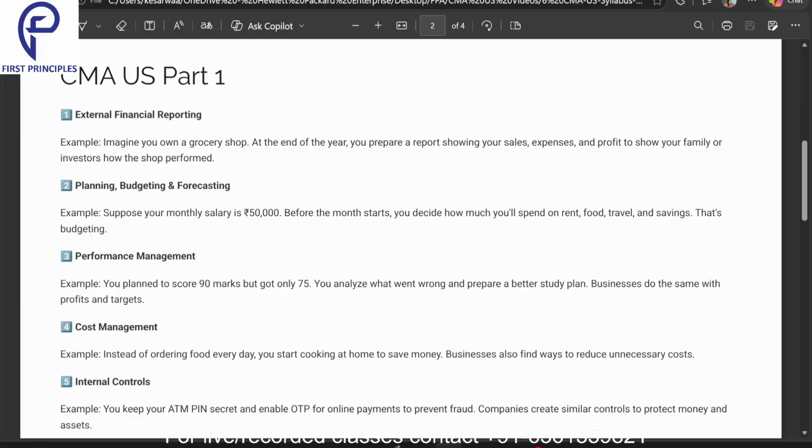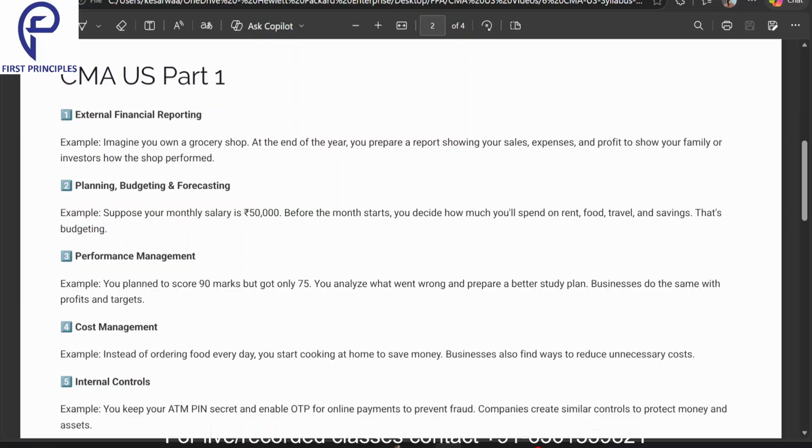Suppose you have a grocery shop and at the end of the year you prepare a report which showcases your sales, expenses and profit, so that you can show your family members what your profit was, what the cost was, or maybe if there was any loss. In the similar manner, businesses and companies prepare their profit and loss statement, their balance sheet, and their statement of cash flows, so that people who are interested in investing in their business can make a wise decision on whether this organization is doing good or not. That's what we study in external financial reporting.